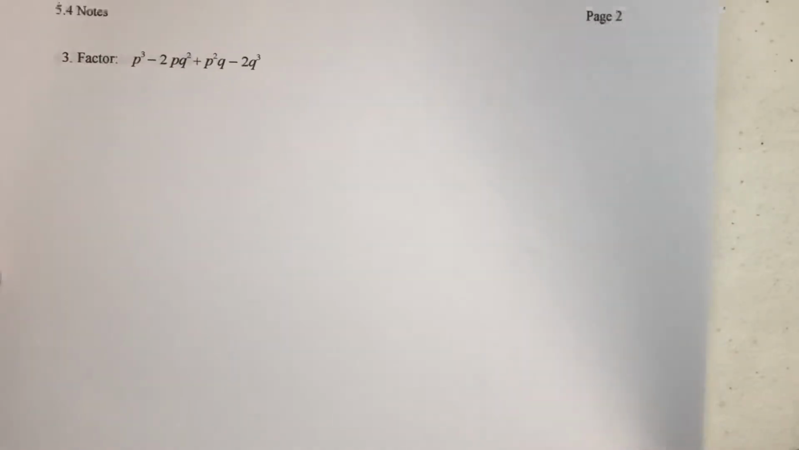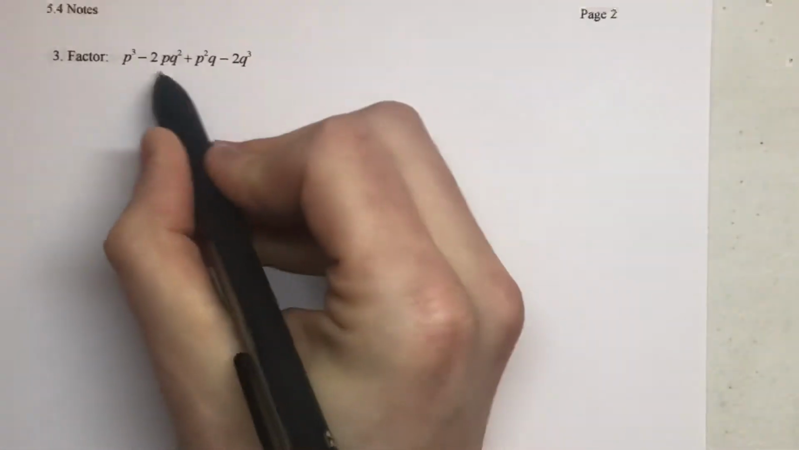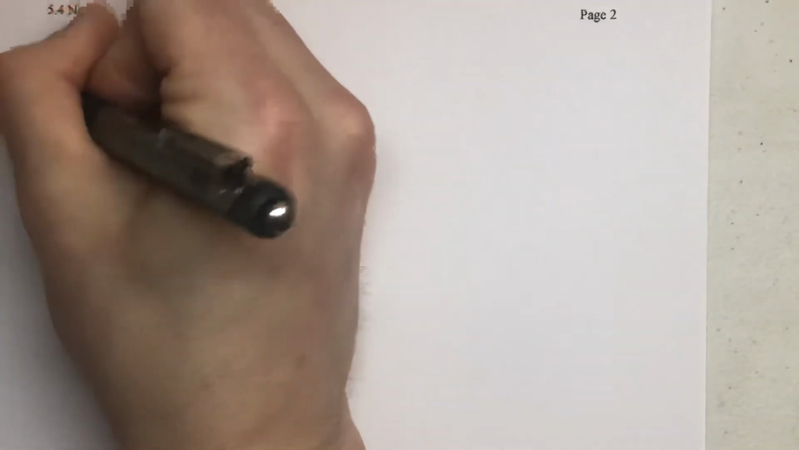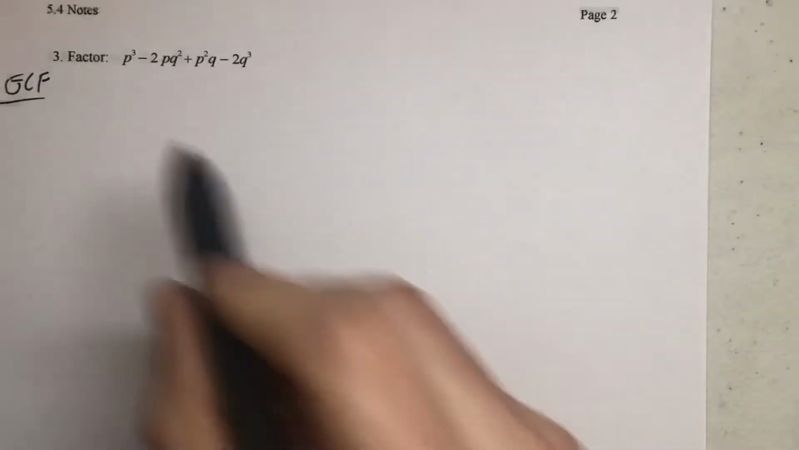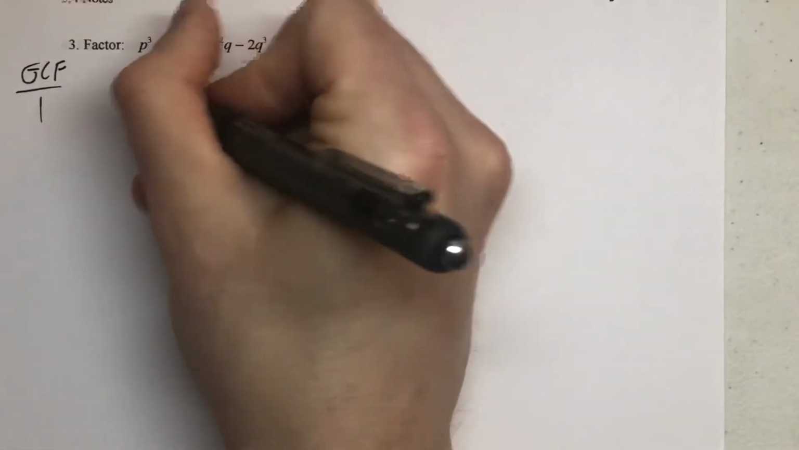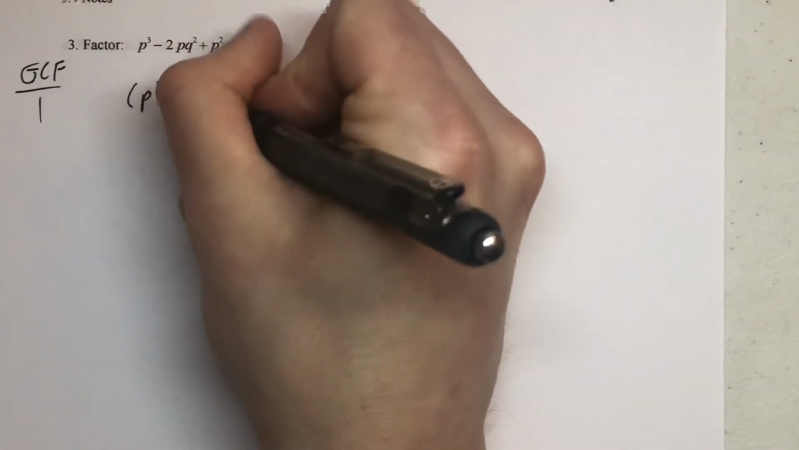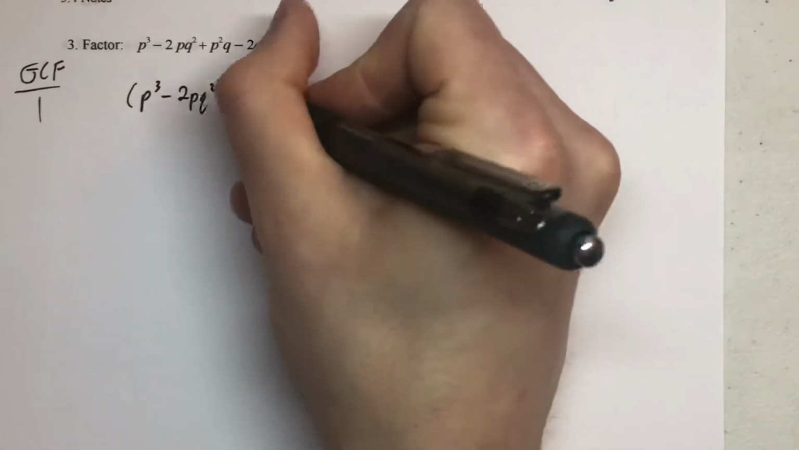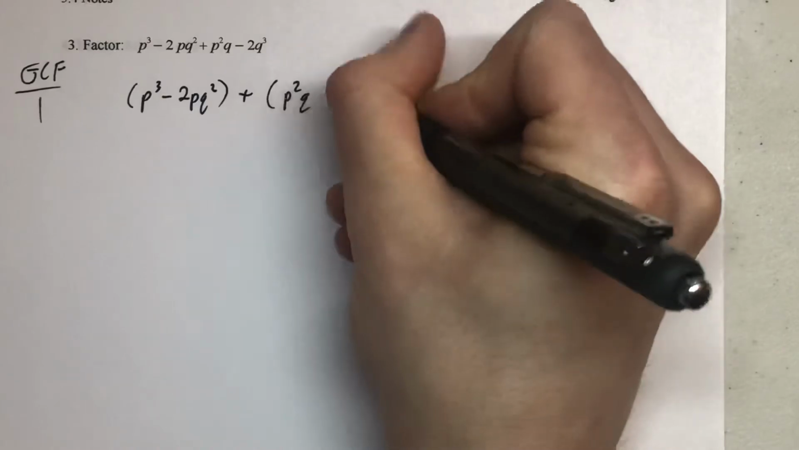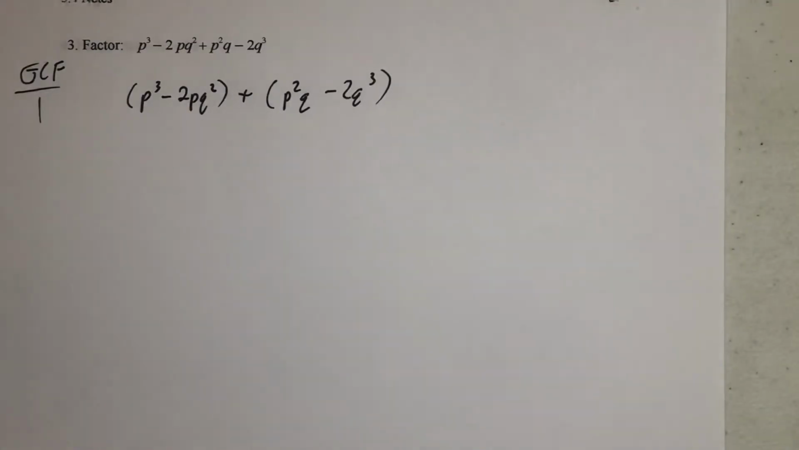All right, looking at our next example. We count 1, 2, 3, 4 terms. Let's start off with our first step, GCF. Let's see, we got p's in 3 of them, but not the 4th, q's in 3 of them, but not the 4th. So GCF is a 1 there. And so with 4 terms, we'll use grouping. P cubed minus 2p q squared. Remember, always plus. And then p squared q minus 2q cubed.